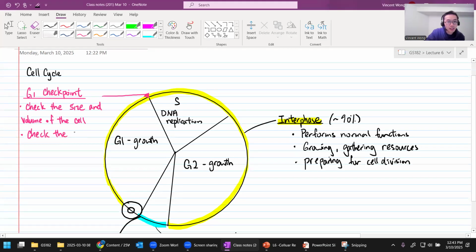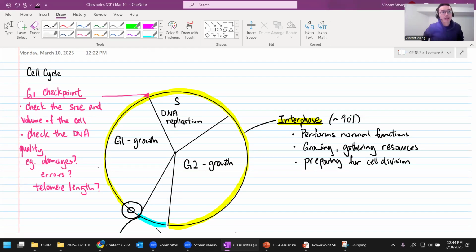Another thing that you need to check would be the DNA quality. What are you checking for? Damage, error, telomere length. We talked about telomeres last class. If they are critically short, the cell is not allowed to divide again. Because every time we copy our DNA, the telomeres get shorter. If the length is already critically short and then you go ahead and copy it, the actual DNA might get damaged.